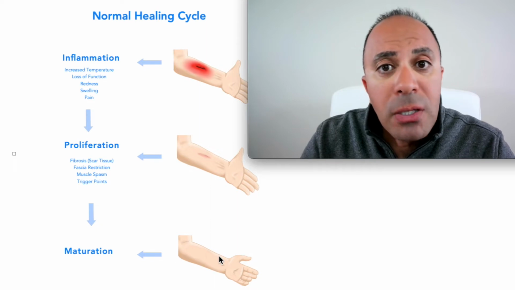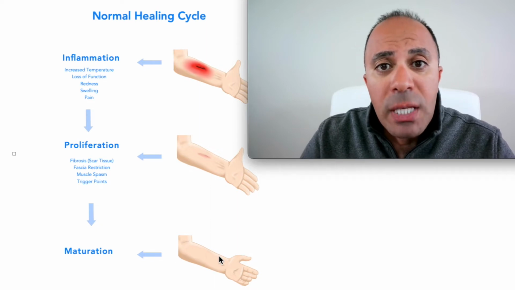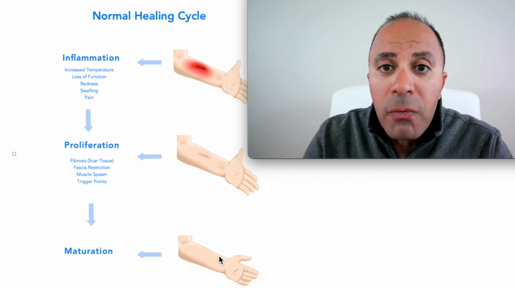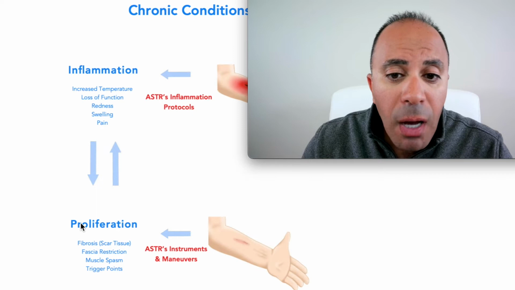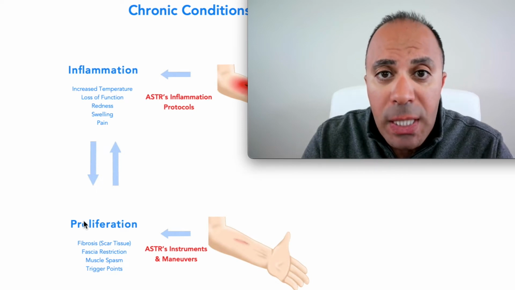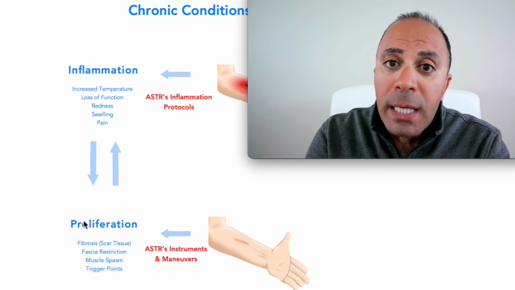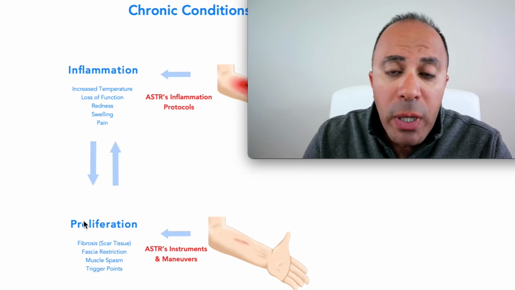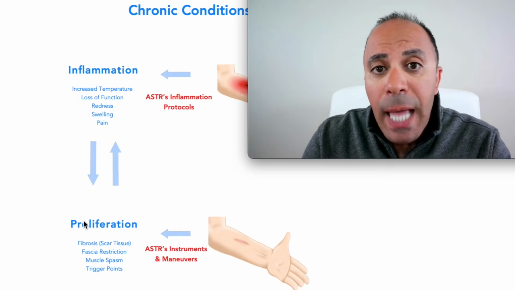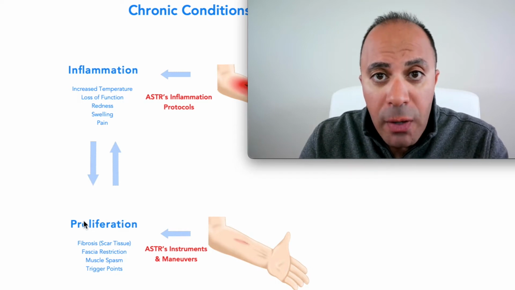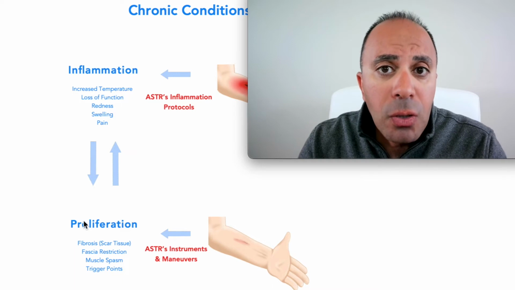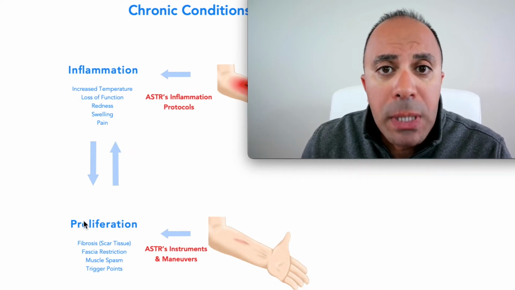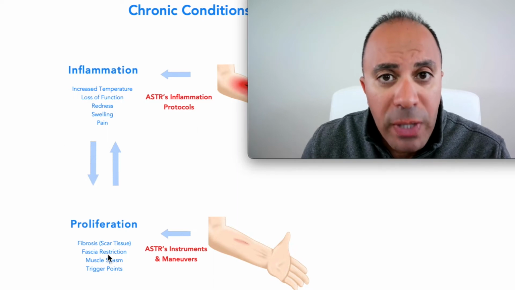In the perfect scenario, during the maturation stage, you can see it in the last image here, your body starts to get rid of the scar tissue, clear up the inflammation, and everything clears up. If you still have symptoms, there's a very high chance you're stuck between the inflammation and proliferation stage, which means there's swelling internally, scar tissue, fascial restrictions, trigger points, and muscle spasm that could cause compression on the nerve. So in order to treat the root cause of the problem, we need to look from the healing cycle perspective and address the inflammation and proliferation stage.